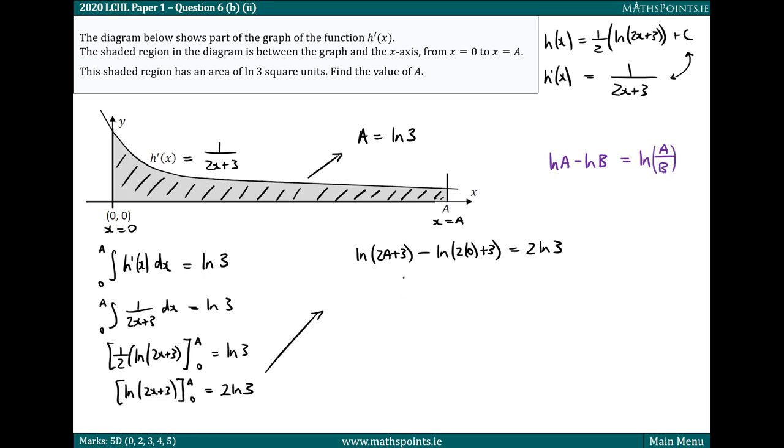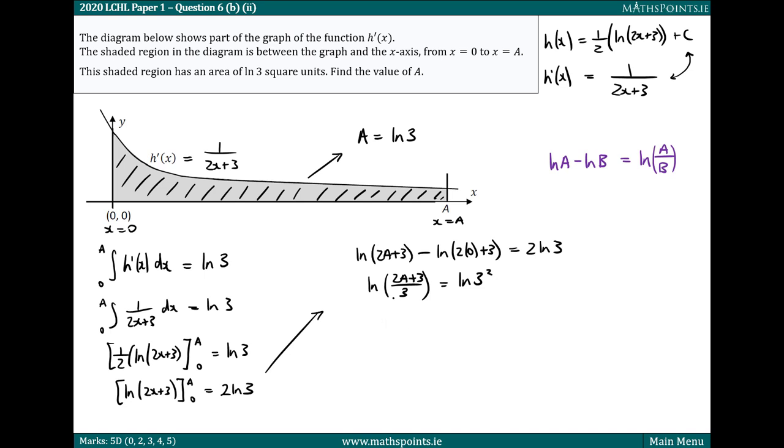So I'm going to tidy this by saying that the log of 2a plus 3 over, and here we have 2 by 0 plus 3, so this is just 3, and that is equal to, now I have a natural log on the left, and a natural log on the right, but I have this 2 in front of it, and there is another rule in logs that says that a number in front of a log can be brought up as a power, so that's the log of 3 squared.